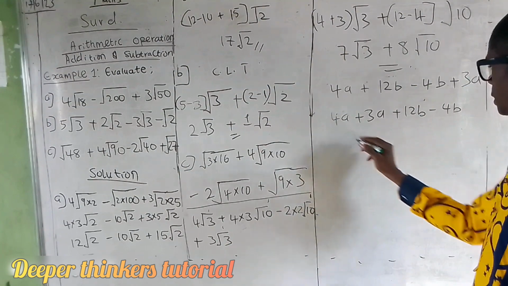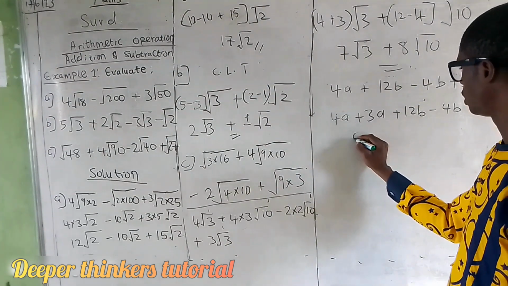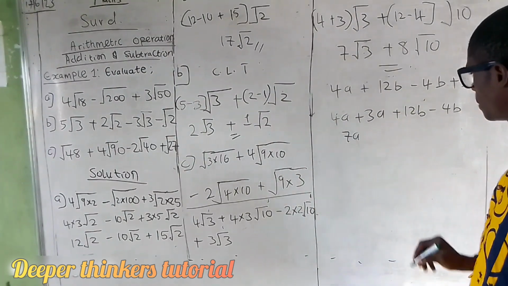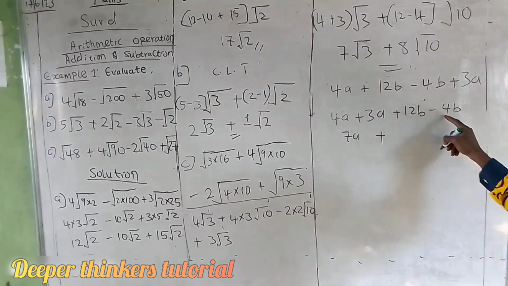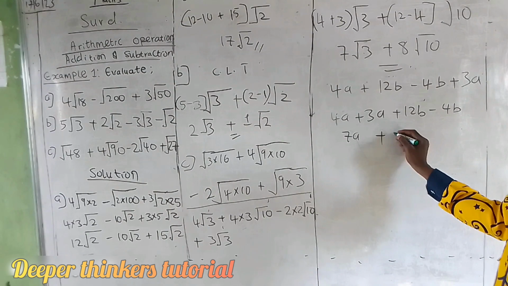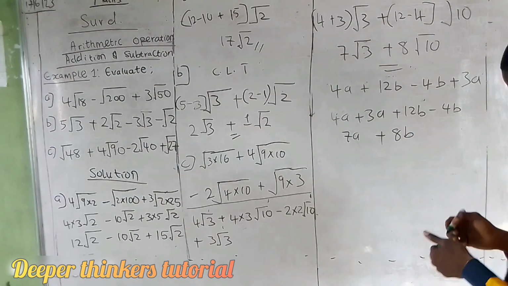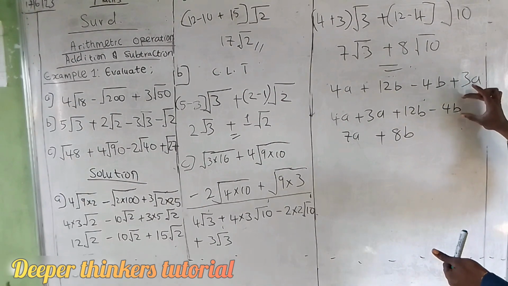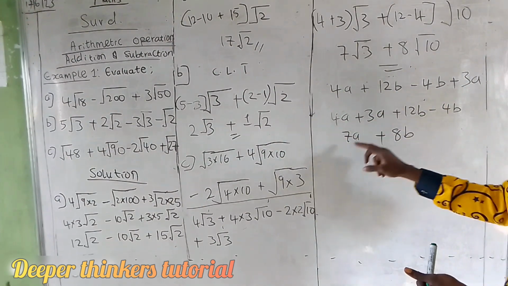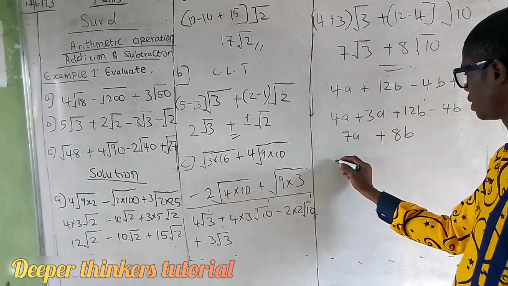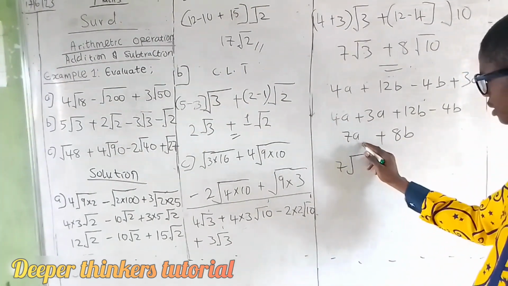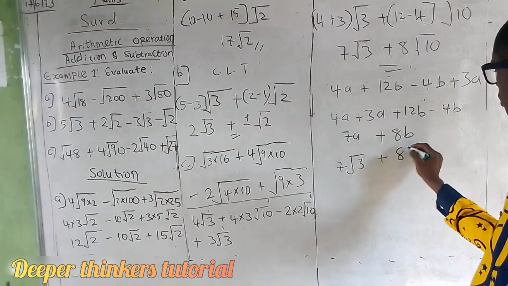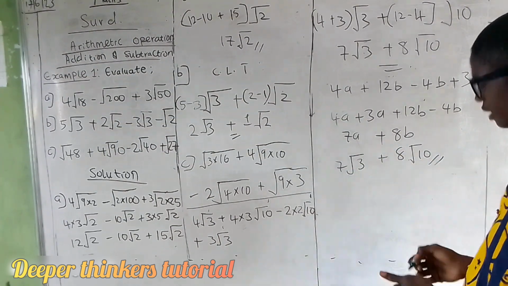Then this plus this will give you what? Not a, 7a. Then plus this minus this will give you 8b. So you can say plus 12b minus 4b gives you this. Then this plus this gives you this. So if I put my values back, now we have 7. Our a is 3 root 3? Our a is root 3. Then plus 8, our b is root 10. So that's the final answer.